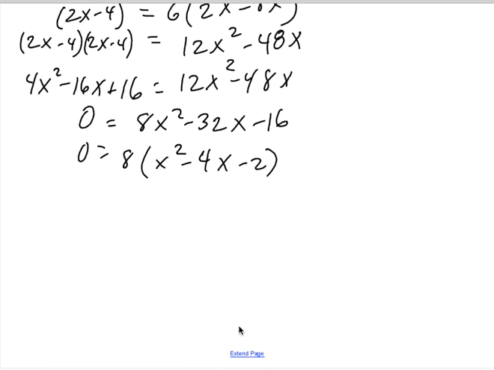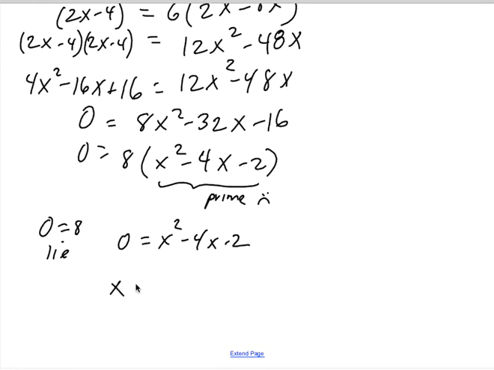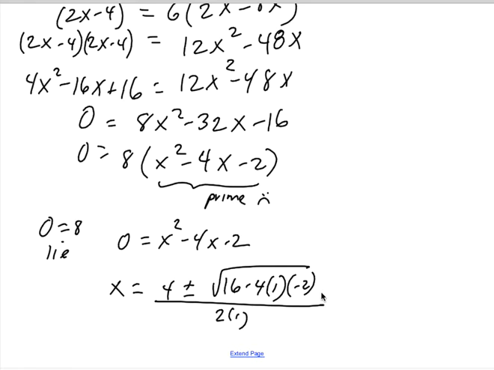Oh, that's fun. So after all of this work, that is not something that factors. So this is prime, which is just mean. So you're going to have to use the quadratic formula. You know that 0 does not equal 8. That's a lie. So you want when 0 equals x squared minus 4x minus 2. So that's going to be at x equals negative b plus or minus the square root of b squared minus 4 times a times c all over 2a. That's going to be a 4 plus or minus 16 plus 8 should be a 24. So it's a root 24 all over 2.